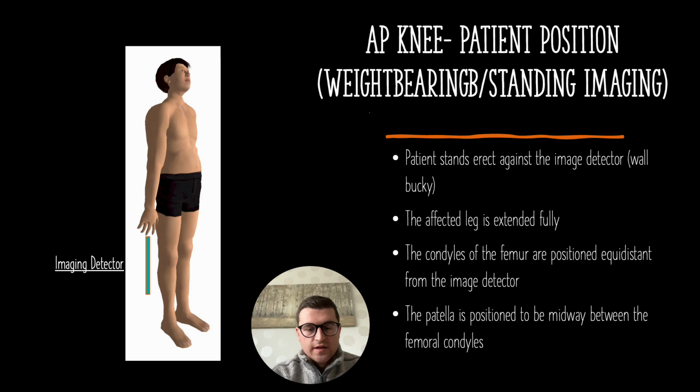If we transfer that then to a weight bearing or an erect image, the patient will stand erect against the image detector. You can see it's placed behind his right knee in this image shown. The affected leg is fully extended, and once again it's exactly the same as a supine image. The condyles of the femur will be positioned equidistant from the image detector, and the patella centralized between the femoral condyles. And once again, that's achieved by usually slightly internally rotating the leg.